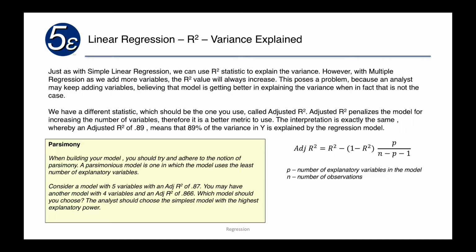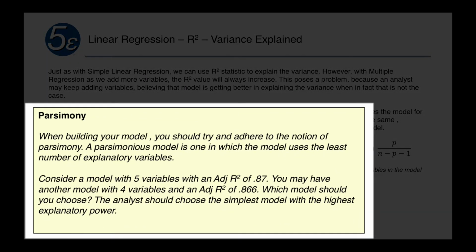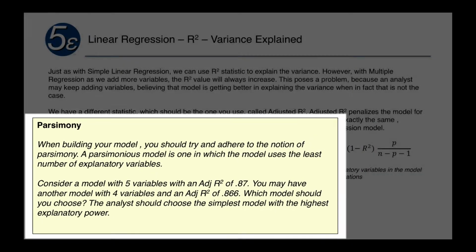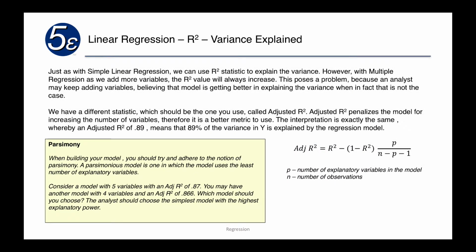So we have a different statistic which is the one you should use. It's called the adjusted R squared. The adjusted R squared penalizes the model for increasing the number of variables, and therefore it's a better metric to use. Our entire goal is to create as parsimonious a model as possible. A parsimonious model is one that uses the least number of explanatory variables to explain as much of the variance as possible. So the interpretation is exactly the same, whereby an adjusted R squared of 0.89 means that 89% of the variance in y is explained by the regression model.